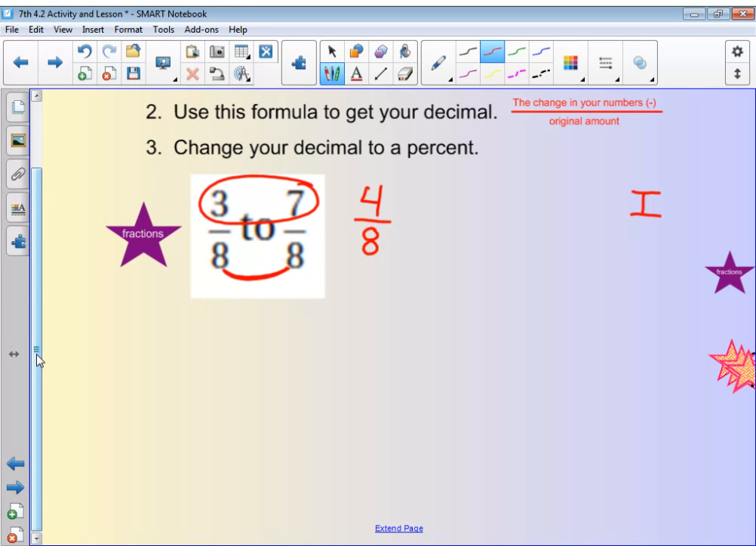I'll go ahead and just leave it. So now when we do this, before we would write our change over our original. So our original was 3/8. Here's what we have to remember. Now that we're working with fractions, we have to remember that rule of dividing by fractions.